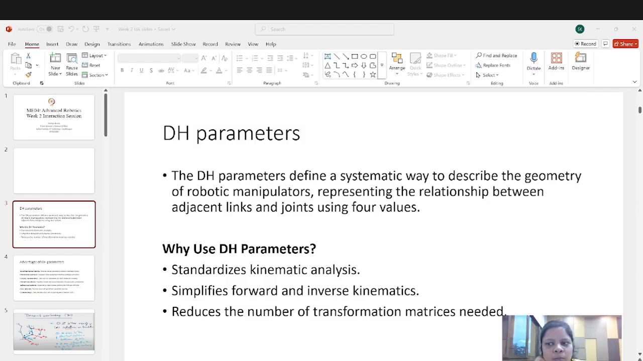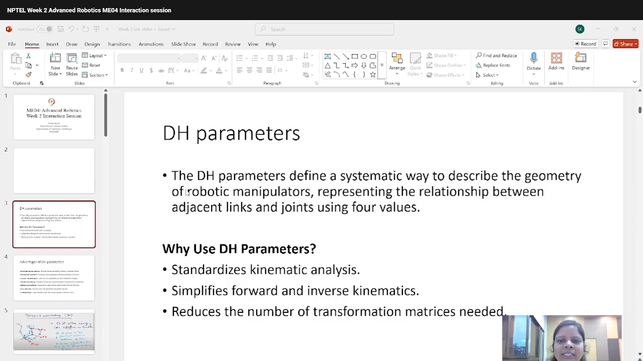I hope you all have gone through the lecture, and DH parameter, as said in the slide, is a very systematic way to describe the geometry of robotic manipulators. If it were not there, you would go on defining thetas and everything, and you'd have to do a lot of geometric calculations. It is reduced using the DH parameter, and there is a formula which you have to go on using again and again. You need not calculate everything and go on solving the things.